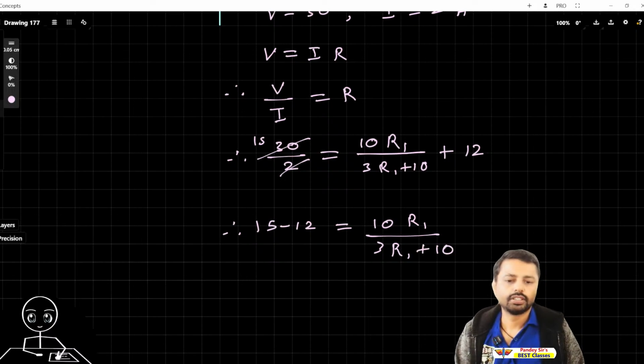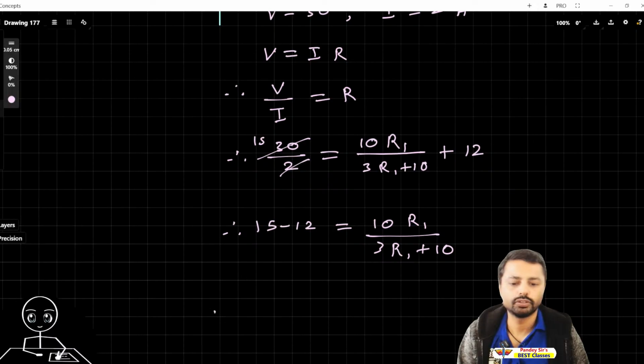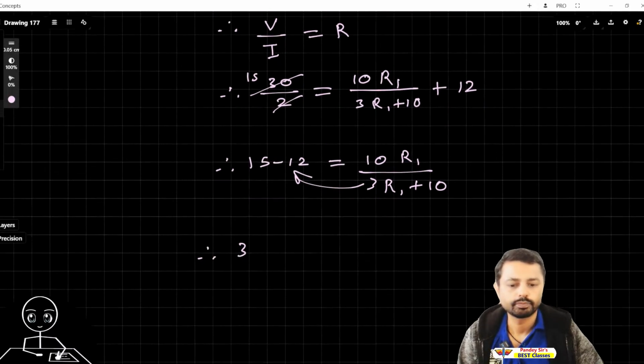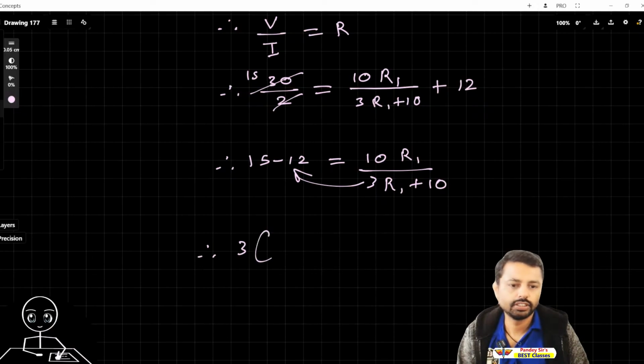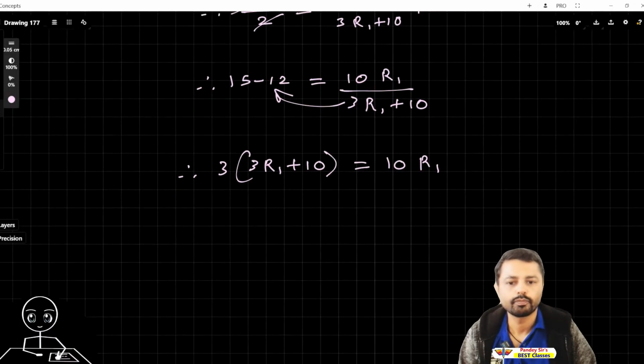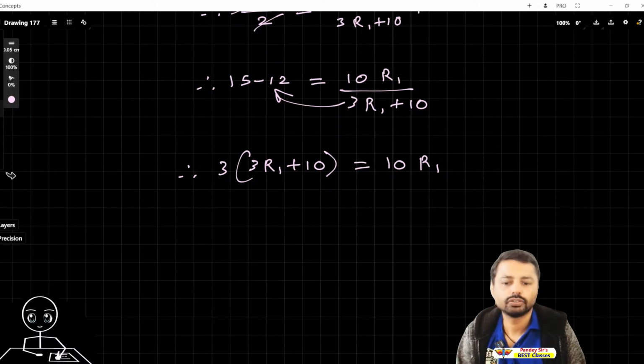Now this will become 3. So therefore 3, and this will multiply over there. So 3 in bracket 3R1 plus 10 equal to 10R1. Now 3 3s are 9. So we get therefore 9R1 plus 30, 3 10s are 30.